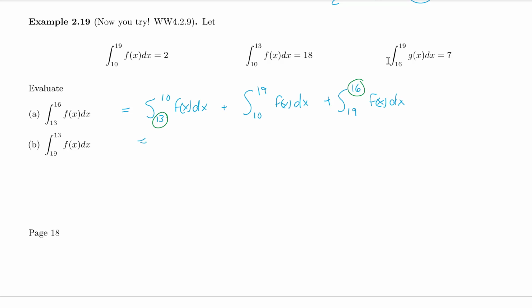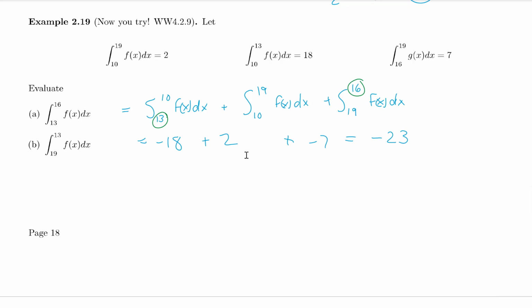And now I can go ahead and substitute in all of my answers. So from 10 to 13 is 18, which means 13 to 10 must be negative 18 because I have to flip it. 10 to 19 was 2. And 16 to 19 is 7, so 19 to 16 is negative 7. If I add these all together, I get negative 25 plus 2 is negative 23.